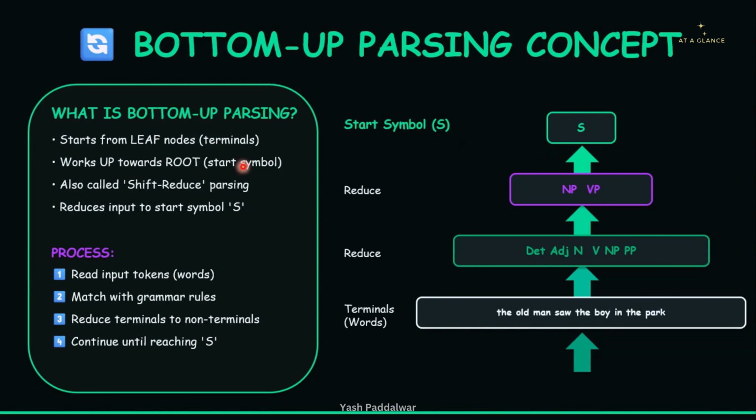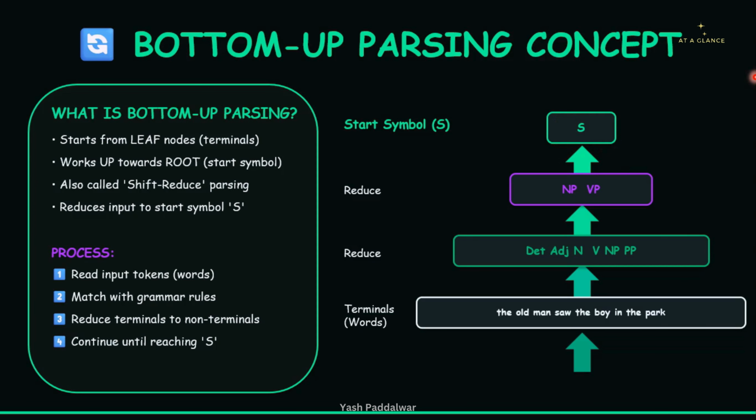This approach is also called shift-reduce parsing. It reduces the input to the start symbol S. The process is very simple: you read the input tokens, that means your words, you match the grammar rules, you reduce the terminals to non-terminals according to the grammar rules, and then you continue until you reach the very start symbol S.